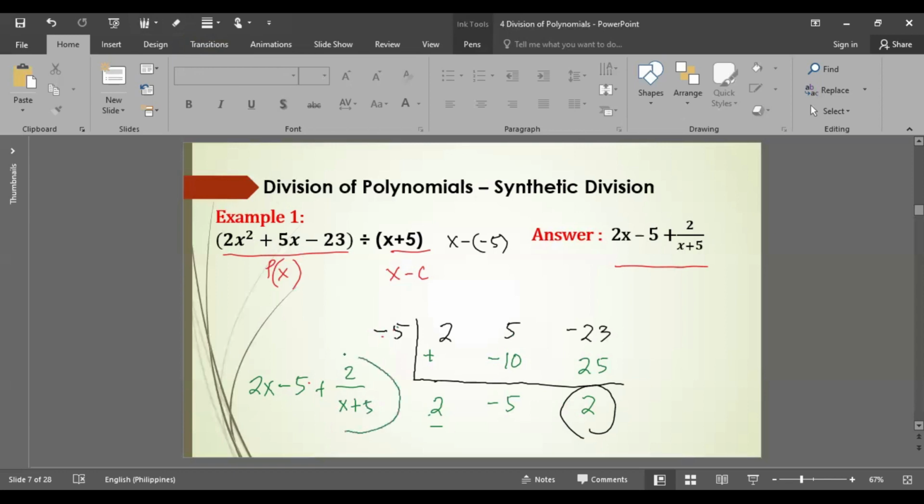So, tumugma ba yung nakuha nating quotient when we perform the synthetic division? Tumugma ba siya sa long division natin? Yes, exact the same answer sila. So, ibig sabihin class, you can use either of these two methods. You can use either the long division or the synthetic division method. Kahit alin dyan sa dalawa, parehas yung sagot na makukuha nyo. Okay? Then, yung remainder theorem, you can use that just to verify if the remainder is correct. So, that's how we perform the synthetic division.